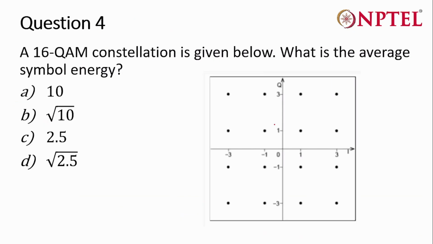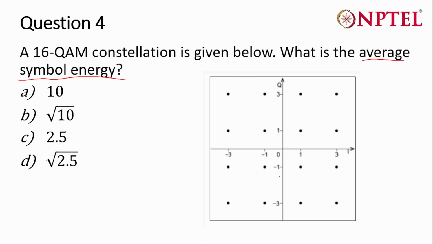Now, you have a 16 QAM constellation here. What is the average symbol energy? Can you guys work it out? Basically, the constellation is given here. What is the average symbol energy?